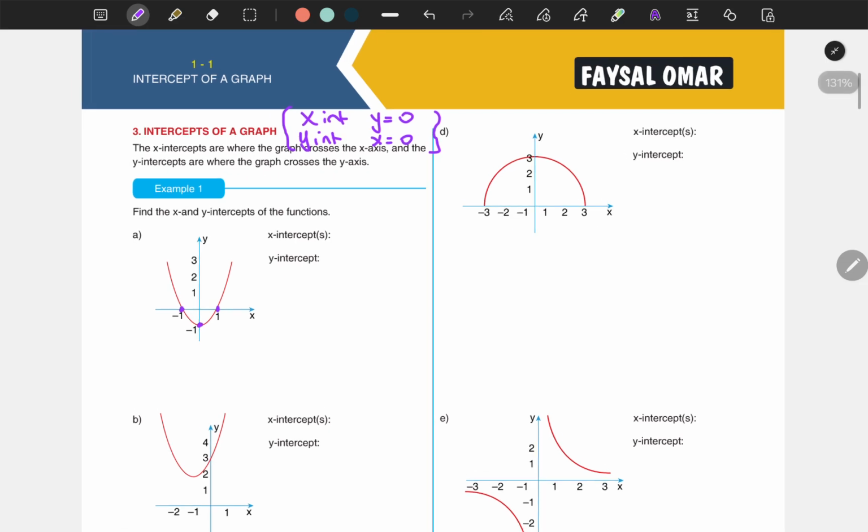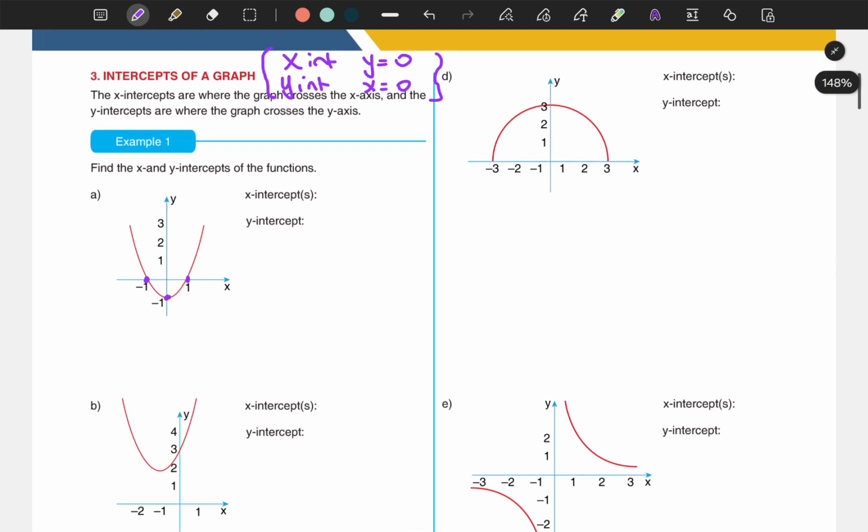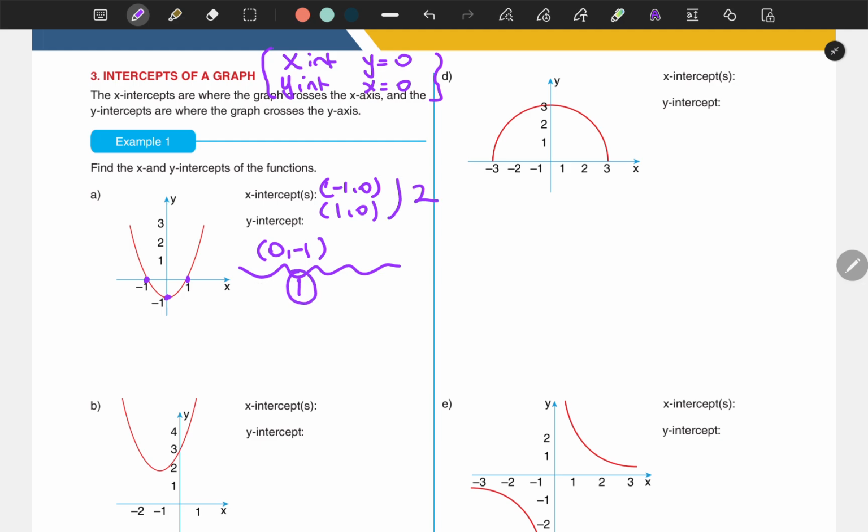When you look at this question, when you look at the graph, it's 2 times touching the x-axis, isn't it? So it means my x-intercepts are -1 and 0, and then 1 and 0. But for the y-intercept, how many times is it touching? 1 time. It means x is 0, y is -1. So totally, how many intercepts do I have? Totally, I have 3 intercepts. For x, 2. For y, 1 intercept.